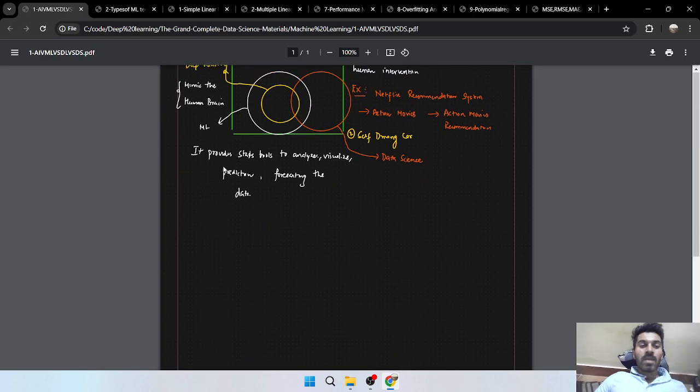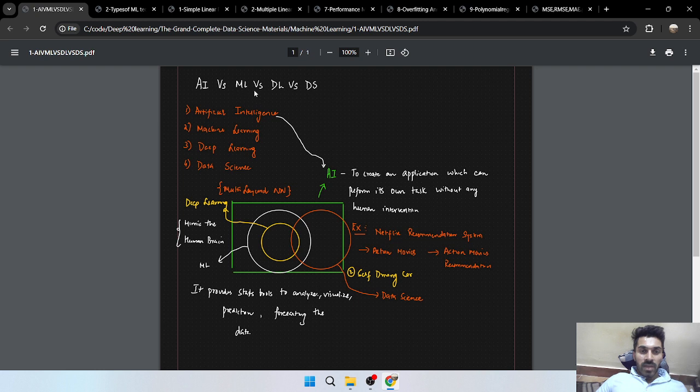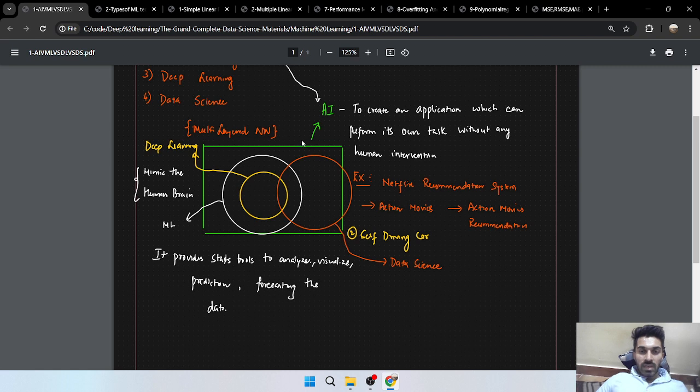What is AI versus ML versus DL versus data science? You have heard these names: artificial intelligence, machine learning, deep learning, data science. Now I am explaining all of these things. Suppose this green color is the AI. Everything will come inside the AI. You know about subsets, so I am explaining in that way.